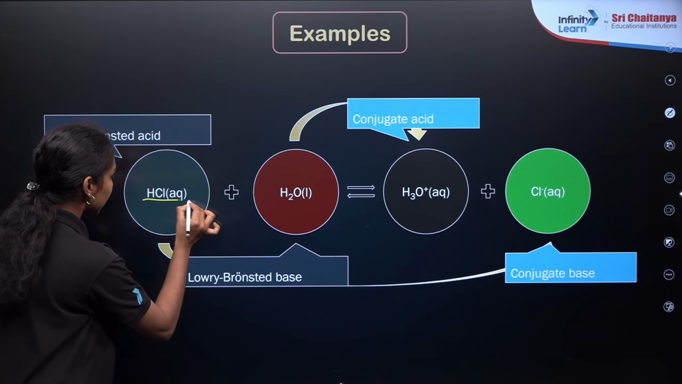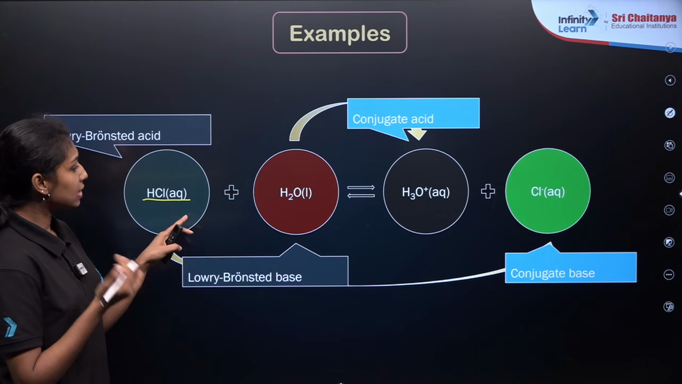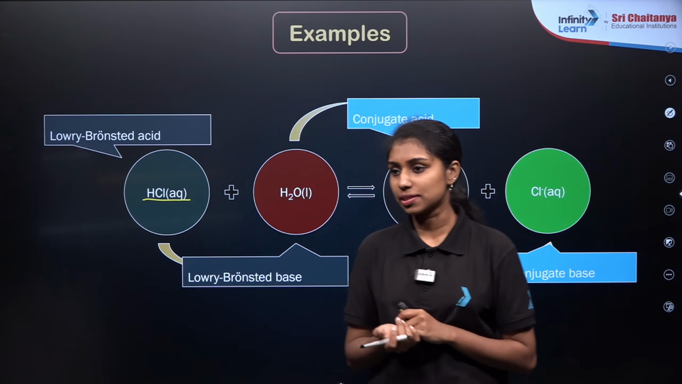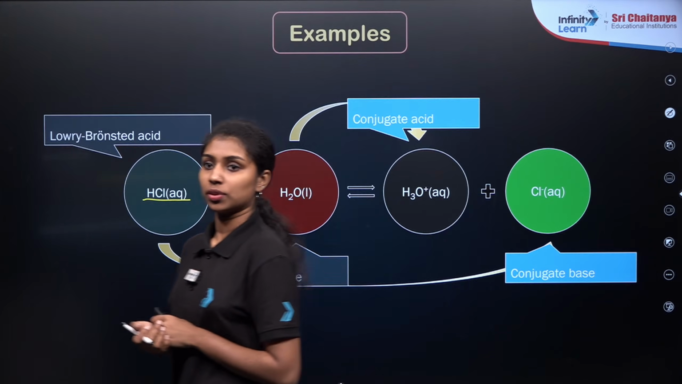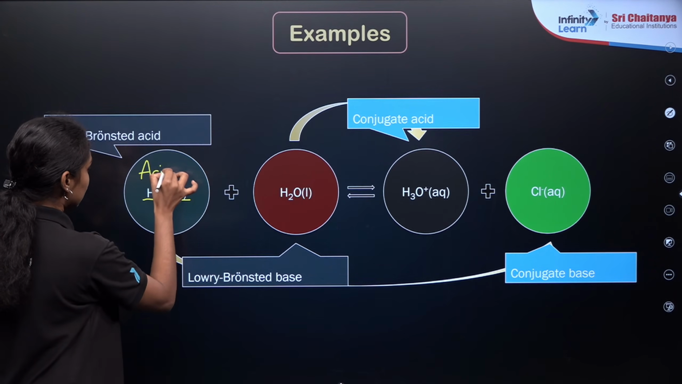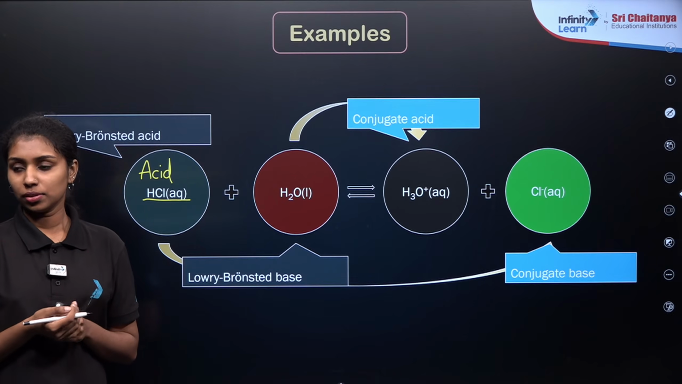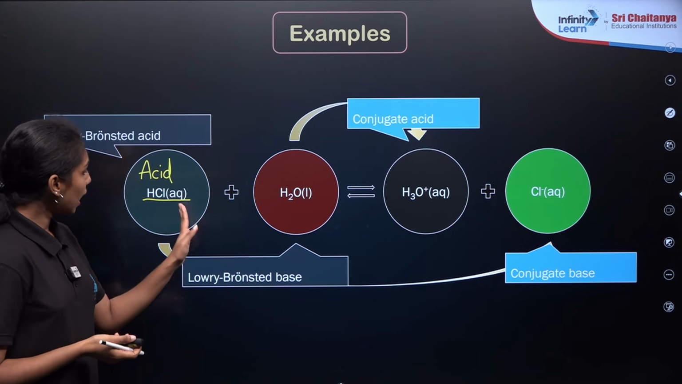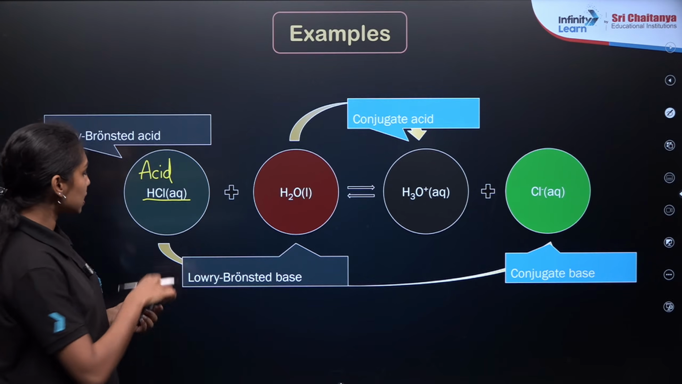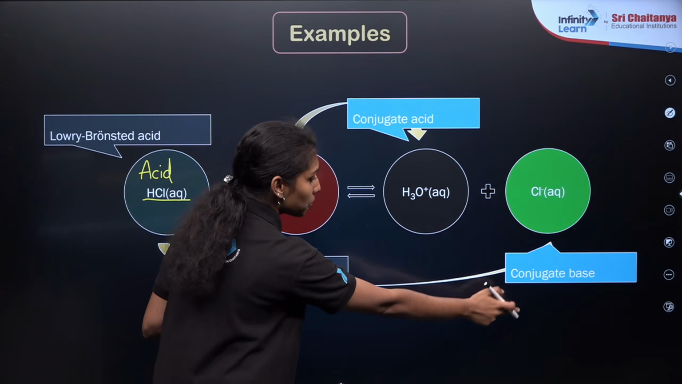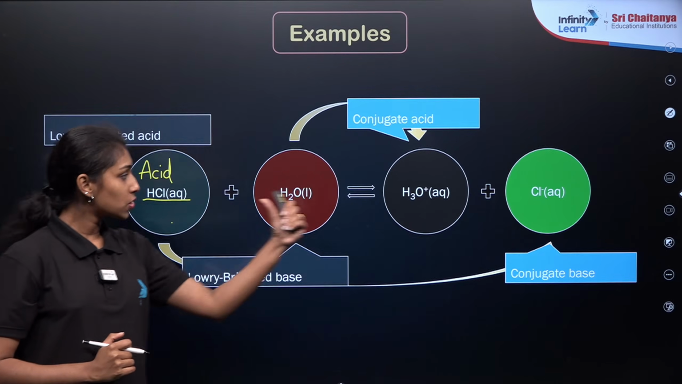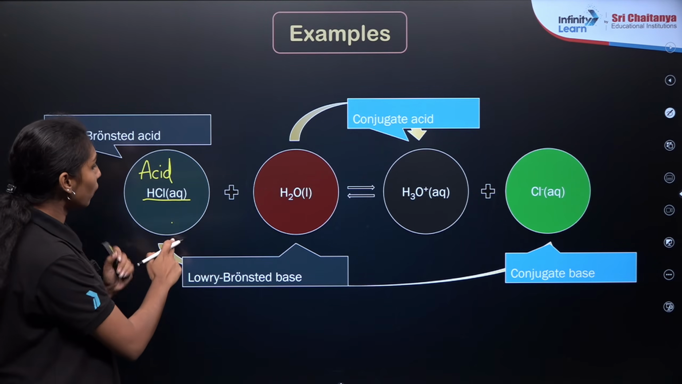Now, I am taking HCl. I am treating hydrochloric acid with water. What is the nature of hydrochloric acid, acid or base? HCl is an acid, right? So this acid has a tendency to lose H plus ion, it is an H plus donor. It easily forms Cl minus ion by losing H plus ion. So this is the acid and the resulting ion will be its conjugate base. So Cl minus is the conjugate base of the acid HCl.